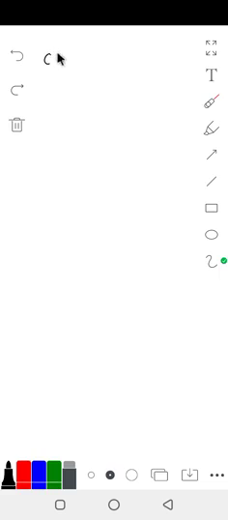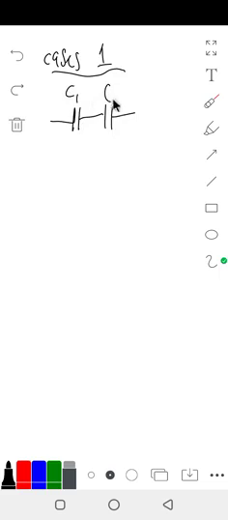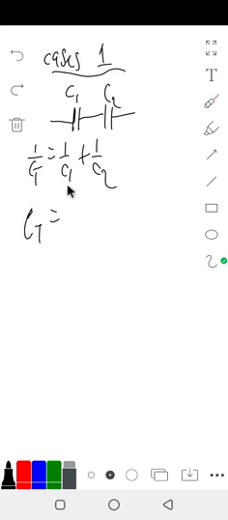Cases under series connection. Case 1. When you have two capacitors connected in series, C1 and C2, to calculate the effective capacitance, instead of using 1 over Ct equals 1 over C1 plus 1 over C2, you can use Ct equals C1 times C2 all over C1 plus C2. For example, let me assume this one is 2 microfarad, this one is 3 microfarad.